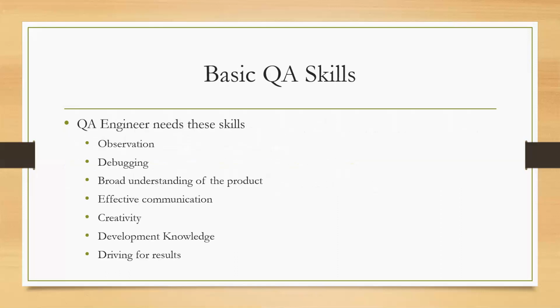Basic QA skills. As a QA engineer, you should be good at these skills. You should be really observant, because each product comes with its own requirements. You have to observe the behavior of the product in each and every requirement. Let me give you an example. In interviews, people will ask some of these questions.